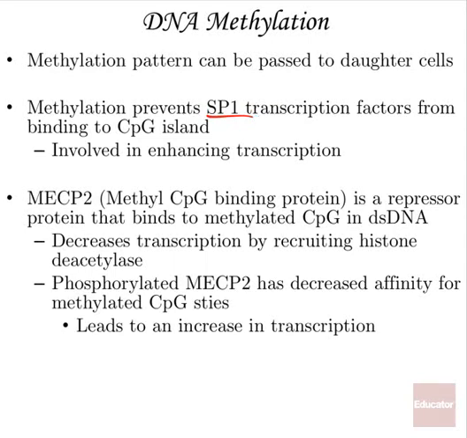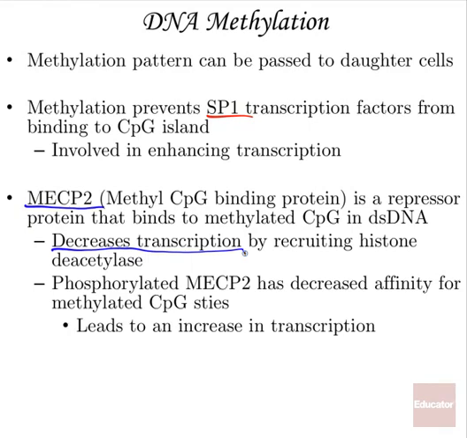Now, we also have this other protein involved with DNA methylation called MeCP2, and this is a binding protein of those methylated CpG islands. So it's a repressor protein that binds to those islands in DNA, and it will act as a transcriptional repressor. So it decreases transcription by recruiting histone deacetylases. Remember, if you deacetylate histones, that usually compacts our chromatin, meaning there's no room for transcriptional machinery to get in and go through making your mRNAs.